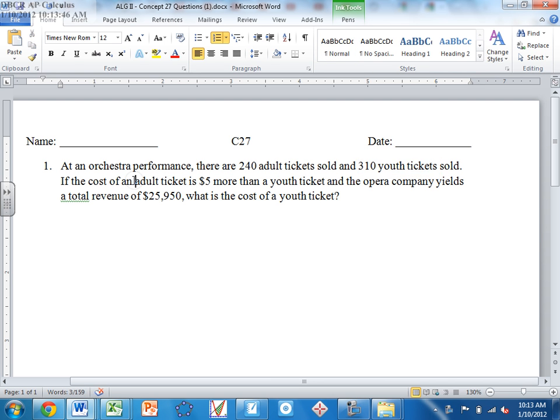The cost of an adult ticket is five more than the cost of a youth ticket. And the company makes $25,950. What is the cost of a youth ticket?